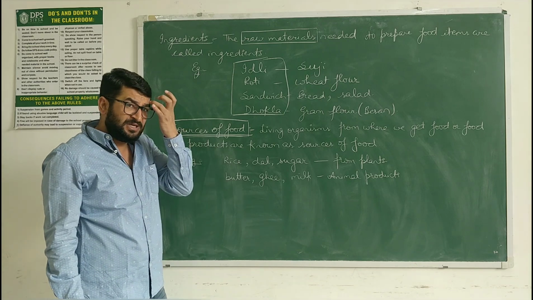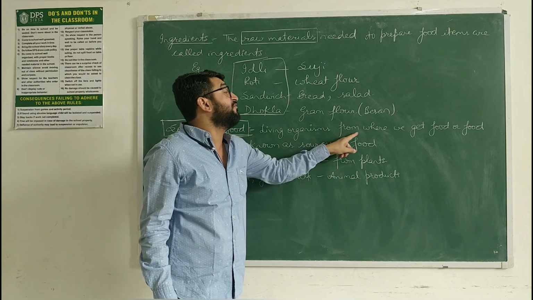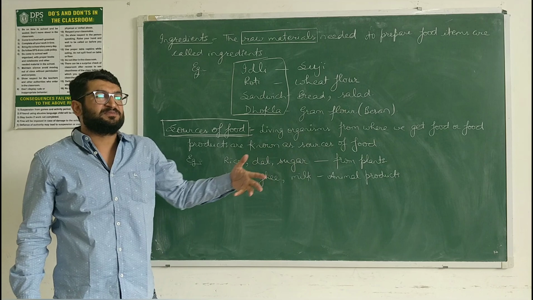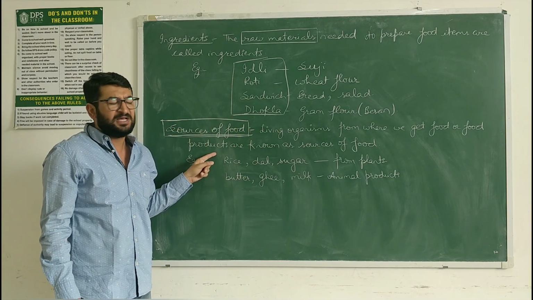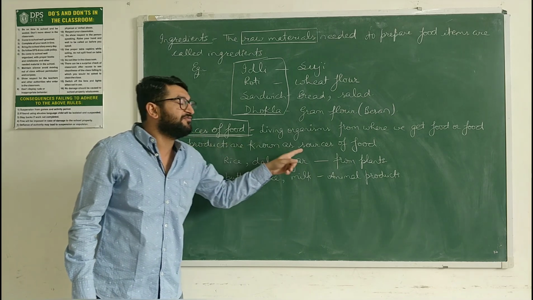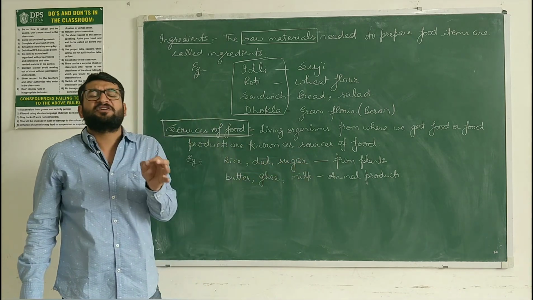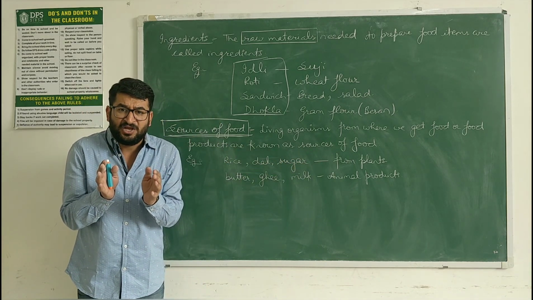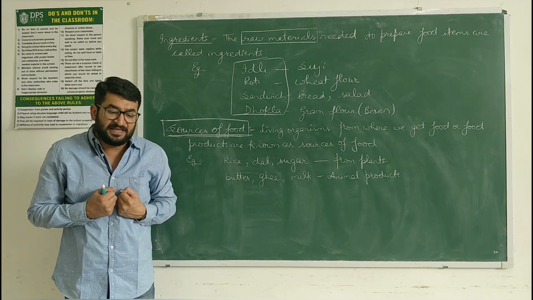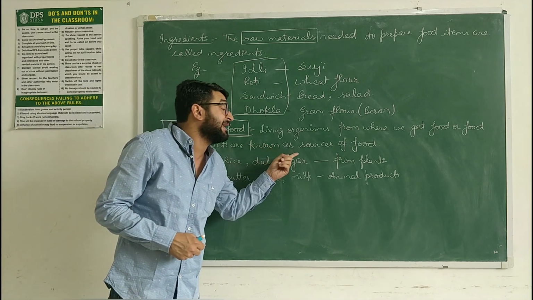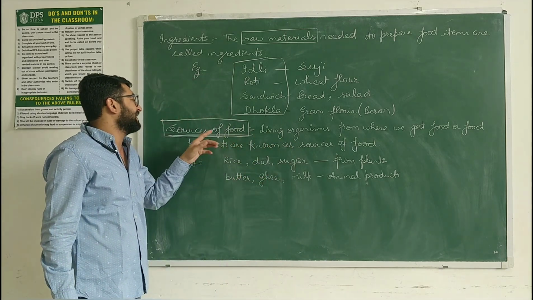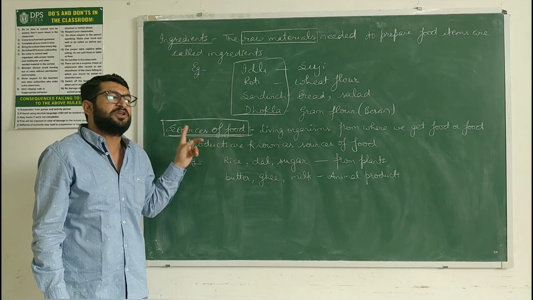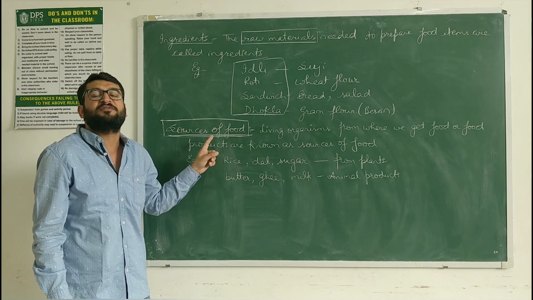What are sources of food? Living organisms from where we get the food items, from where we get the ingredients to prepare the food items or food products, are referred to as sources of food. Those living organisms, children, from where we obtain the raw materials with the help of which we cook food, are referred to as sources of food.